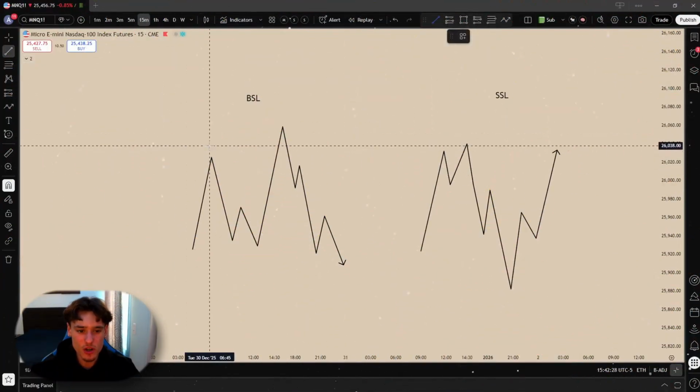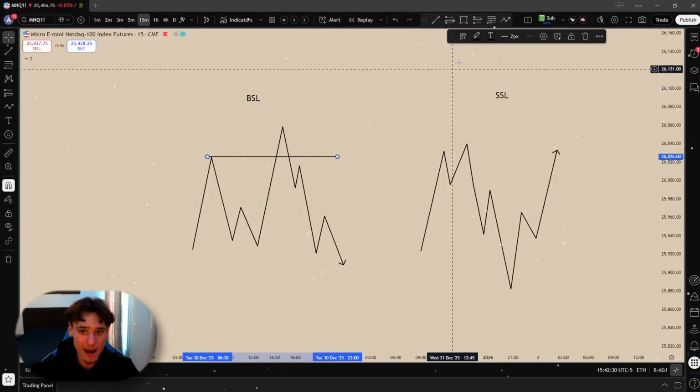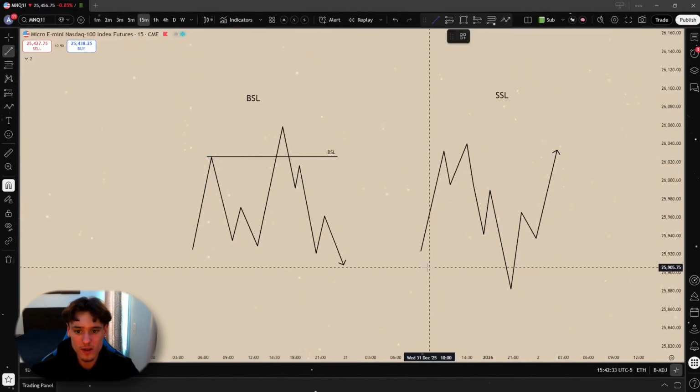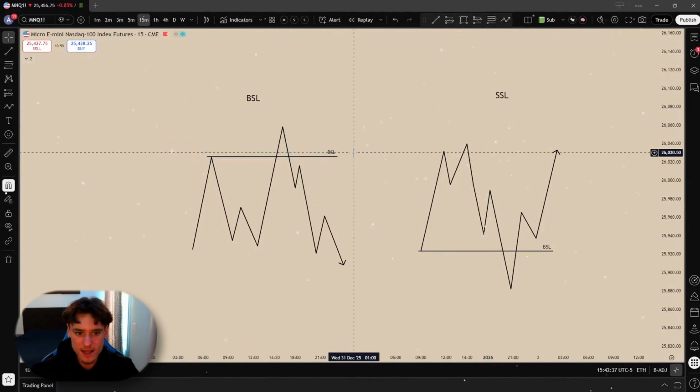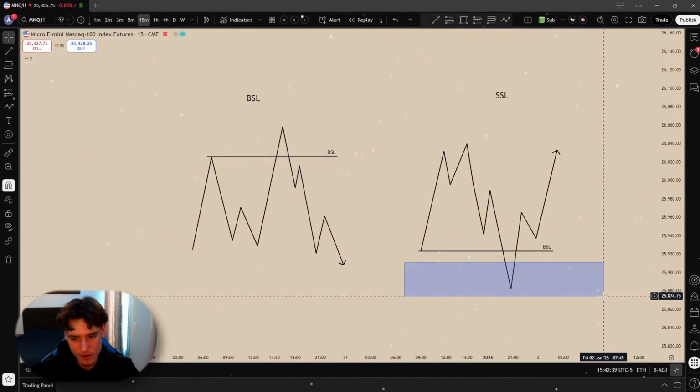Just before we get into the charts, I'll give you a brief example of what buy side is along with what sell side liquidity is. Now, buy side always happens from the highs getting swept. Sell side is always from the lows that are getting swept.